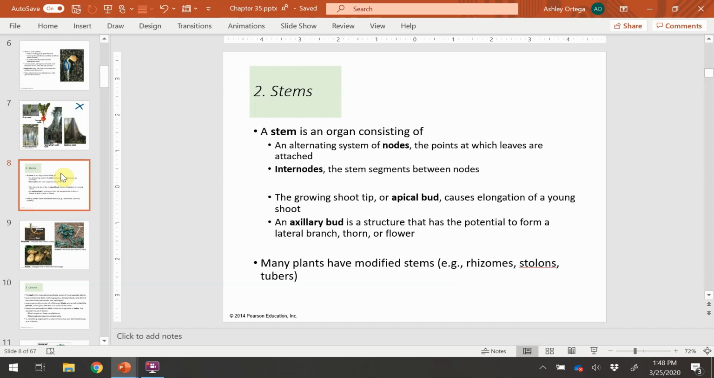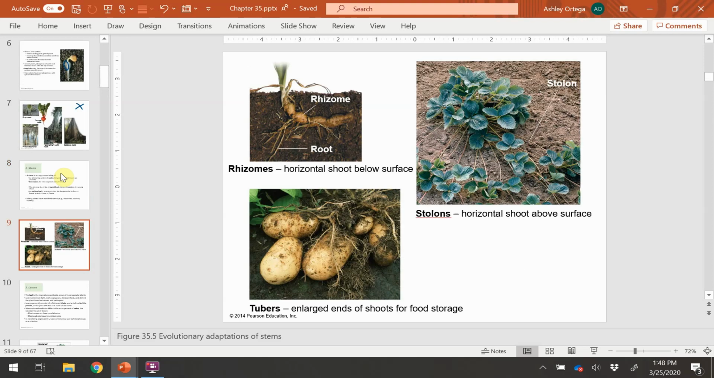And then stems have buds. As we mentioned, the apical bud is going to elongate the shoot. The axillary bud has potential to form a branch, a flower, another leaf, or a thorn. And they also, like roots, have modified stems, which are on the next slide. So these are shown here, and you'll want to know these, so keep this slide handy.